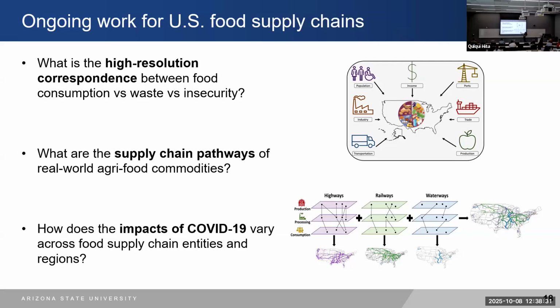Can we find what the supply chain pathways are? Not just for spatial regions, but from the farm to the processing plant to the consumption, can we actually create that map of food movement? And finally, I would like to see the impacts of COVID-19 on our food supply chains. How does it vary across different supply chain entities and for different states? How does it look?